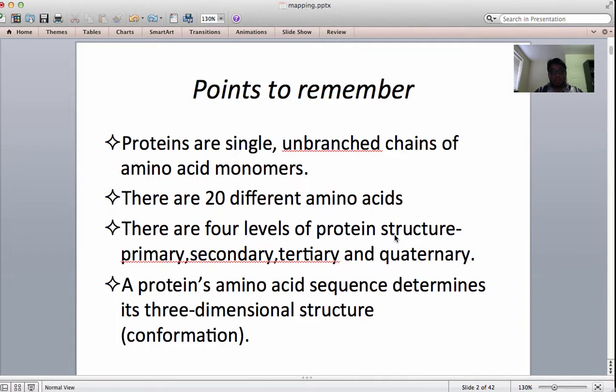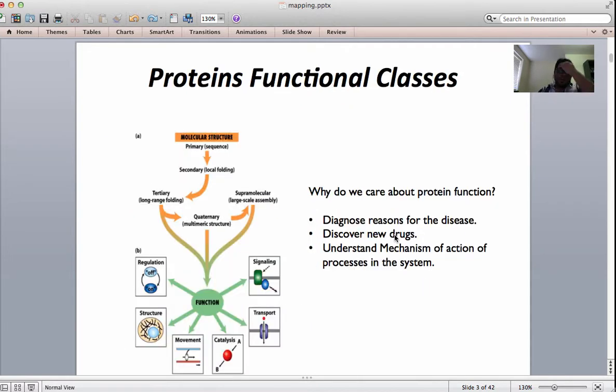They are unbranched chains of amino acids, and there are 20 different amino acids, and there are 4 different levels of protein structure: the primary, secondary, tertiary, and quaternary structures. And the protein's amino acid sequence determines its three-dimensional structure. The proteins have some functions, and using those functions, our body works.